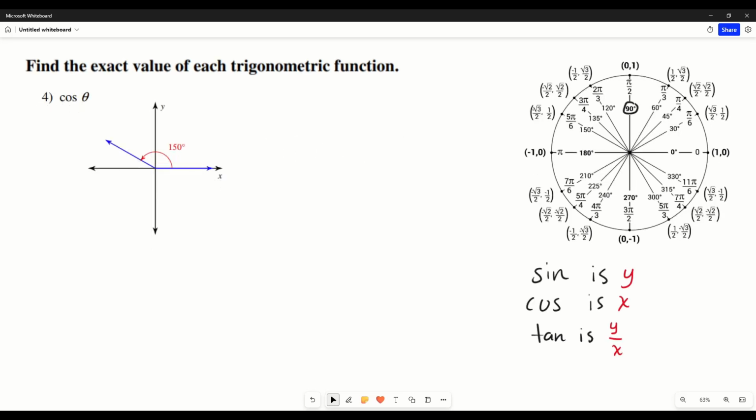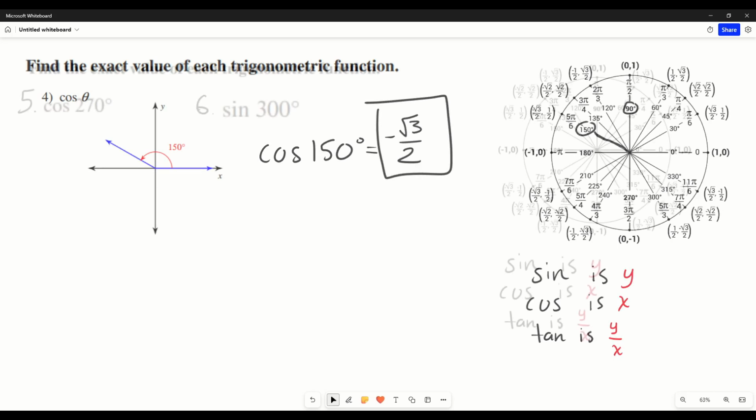For question 4, we have cosine of 150 degrees. Let's look at our unit circle, which is right here. And cosine is the x coordinate. So cosine 150 degrees is negative root 3 over 2. Okay, and that would be our answer for cosine 150 degrees, which is negative root 3 over 2.